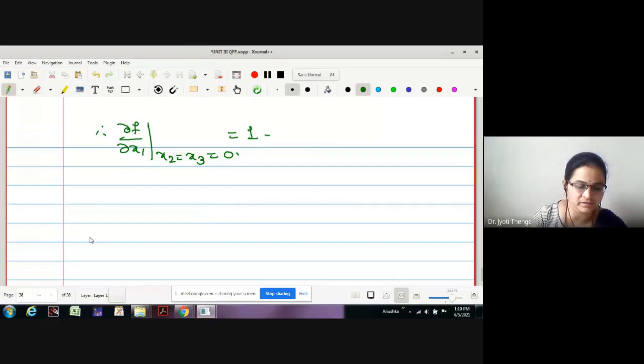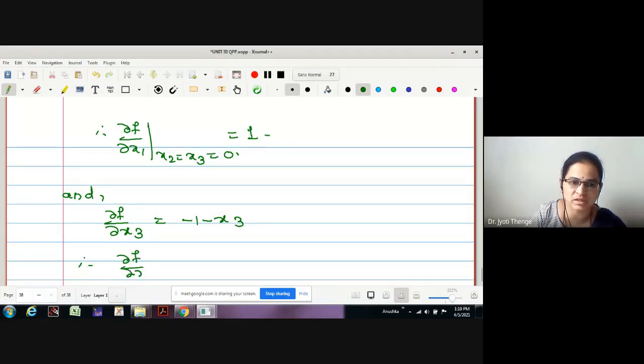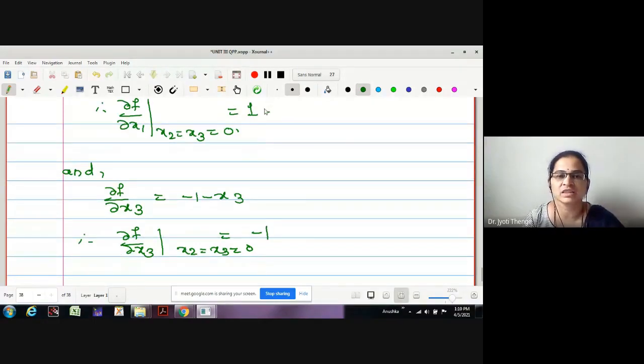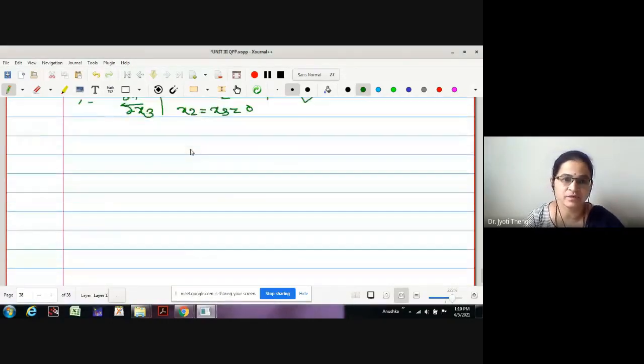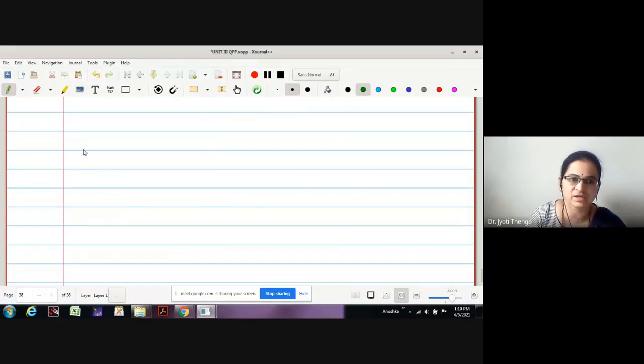Similarly, the derivative is found with respect to x3 as well. Dou f by dou x3, and we will get the value as minus 1 minus x3. You can do this also. For dou f by dou x3 at x2 equal to x3 equal to 0 gives us minus 1. Now here if we check, this is positive, this is negative. Therefore increment in x1 gives us a better improvement. Therefore now we will find out the value of x1.